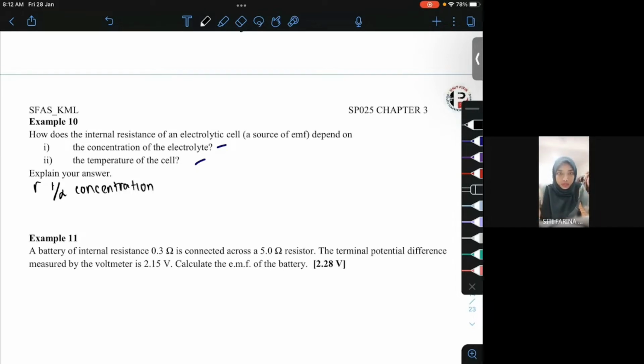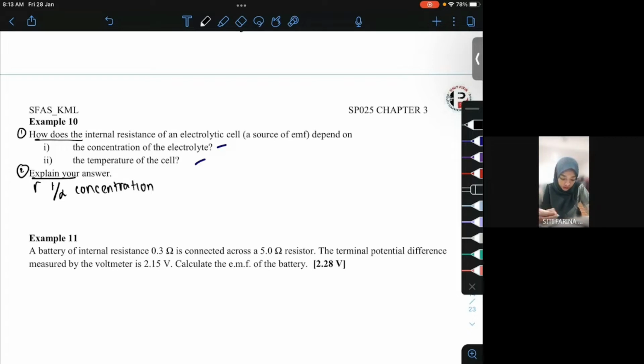Selalunya untuk soalan macam ni, sebab dia suruh how, this is the first question. Second adalah explain. So kamu akan ada dua markah. Satu, untuk how does that internal resistance itu akan react, iaitu inversely proportional. And then explain your answer. Kenapa mereka boleh inversely proportional dekat sini. Contohnya, why does increasing atau decreasing the concentration lead to this kind of changes on the internal resistance.